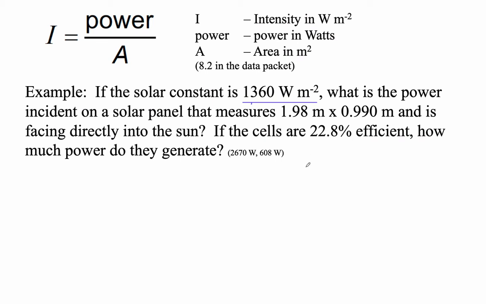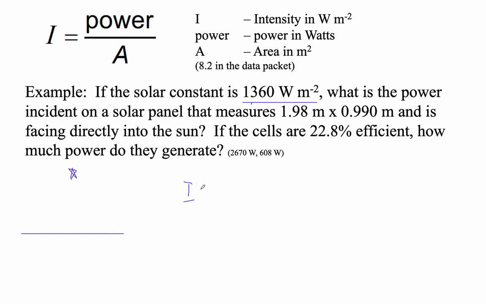What is the power incident on a solar panel that measures 1.98 meters by 0.99 meters and is facing directly into the sun? So the sun is right overhead. This never happens, by the way, in Oregon. The sun is never directly overhead. It only happens between the two tropics on the globe. Let's imagine that we're close to the equator, and the sun is shining straight down, and we're looking for the power.